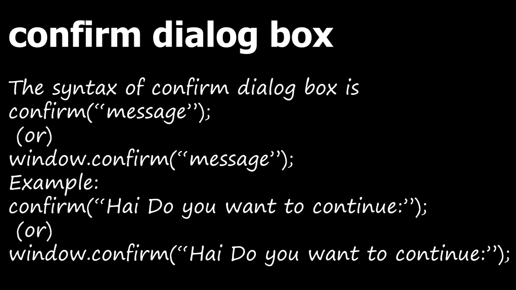This displays a dialog box with two buttons. It will have confirm and cancel, or it will have okay and cancel. Like that, it will have two options. It is used to get the opinion of the user, right? If the user clicks the okay button, that confirm, it will be confirmed, right?